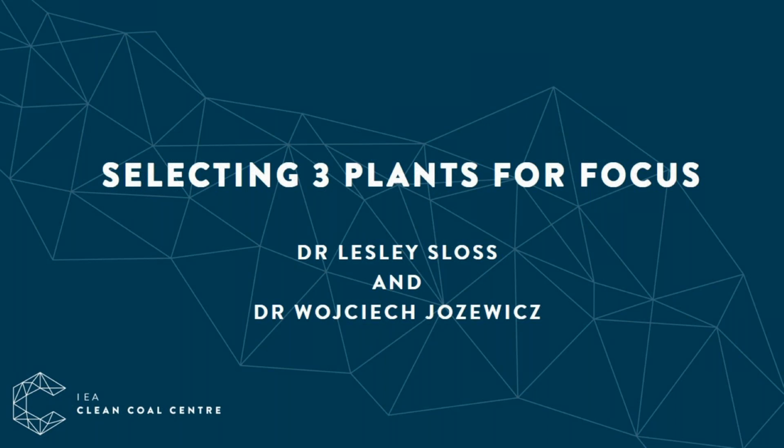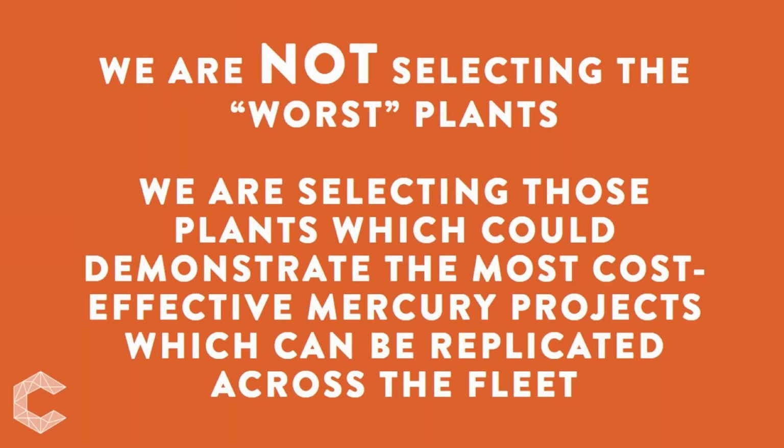Okay, so as I said, we got our ranking of our plants. So now we are going to choose which 3 plants we want to focus on for phase 2 of this project. We are not selecting the worst plants. As I keep saying, these are not worst plants. These are plants that are important to the grid and obviously being used highly because they are important.